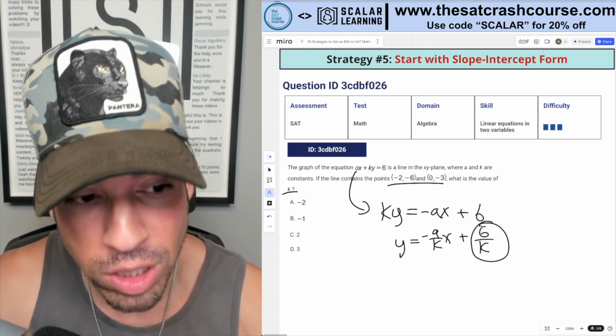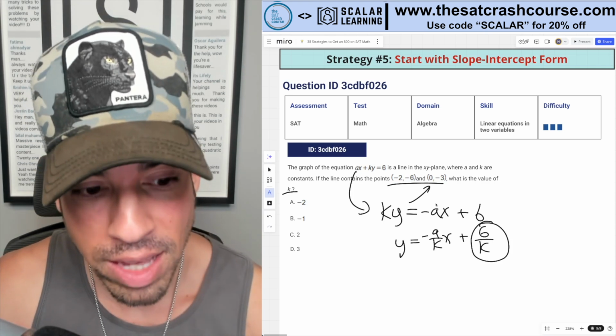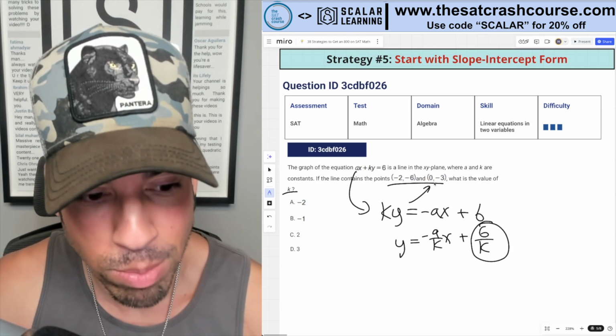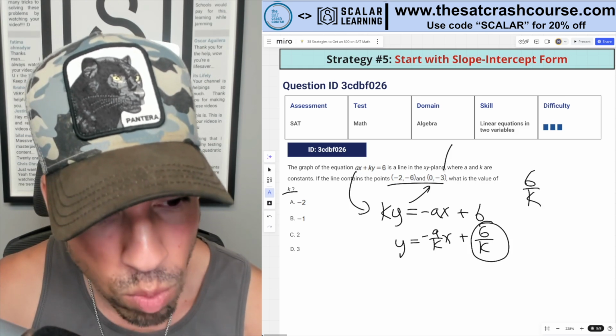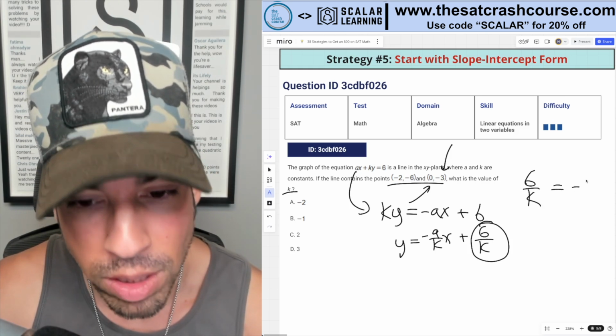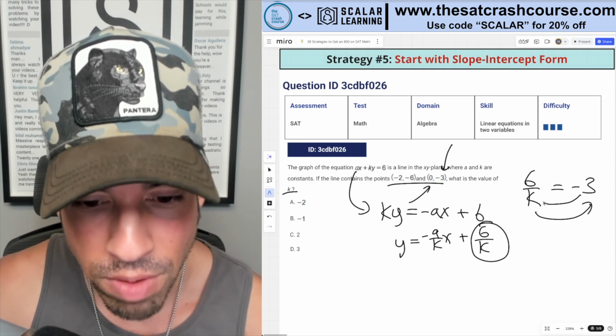Why is that especially awesome for this problem? They give us the y-intercept. So don't forget, as long as the x value is 0, this is your y-intercept coordinate, which means that 6 over k must equal that y-intercept value of negative 3. Now I've got a really nice equation. Let's solve. Multiply both sides by k, divide both sides by negative 3.